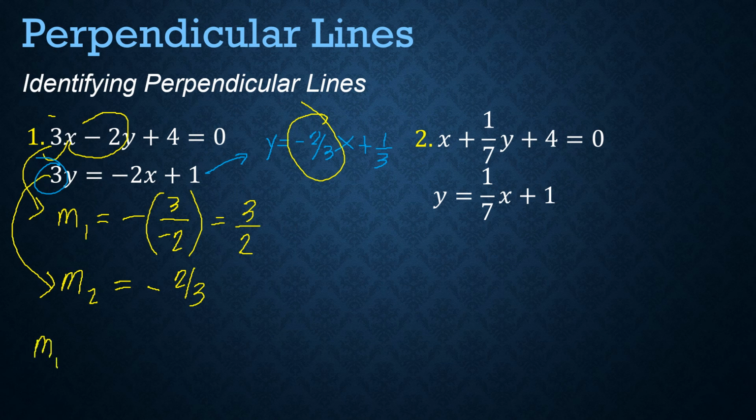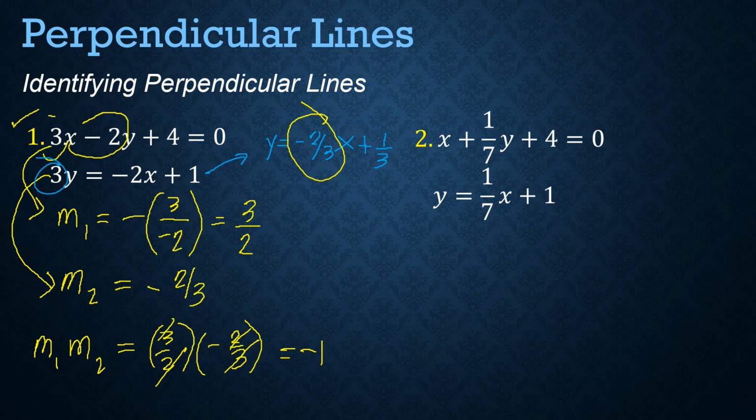And when we get the product of m sub 1 and m sub 2, which is 3 over 2 times negative 2 over 3, obviously, as observed, the product is negative 1. Therefore, these two lines are perpendicular lines. Let's check the second example.